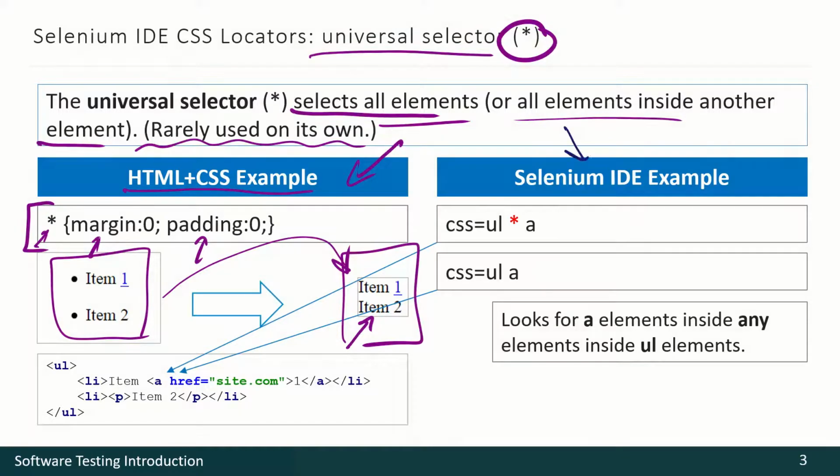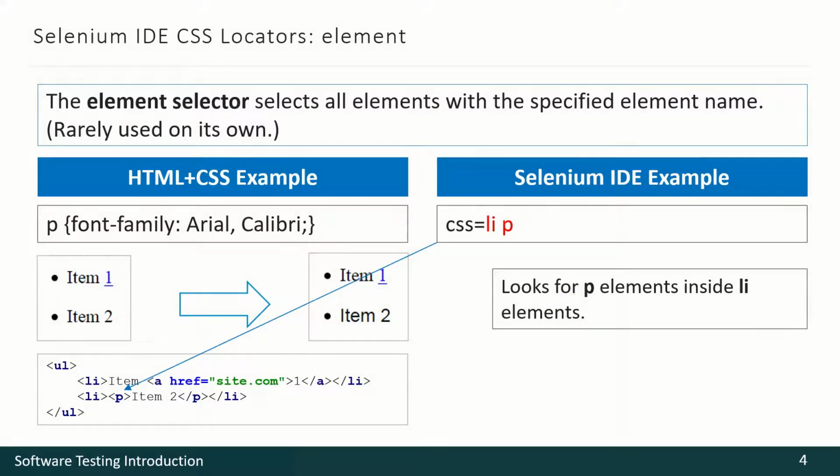And here is an example of how to use a Selenium IDE locator. We write CSS equals sign, then we write that we want any UL unordered list element, then any element, then an a element inside. And that's the same as this one, so we see any UL element and any a element inside that UL element. So it looks for such elements: a elements inside any UL elements. And here it is.